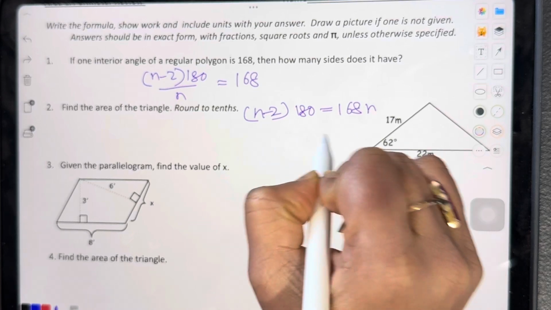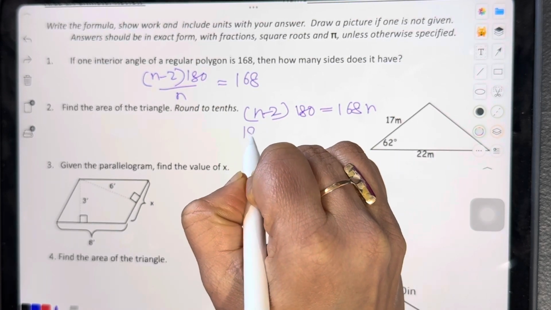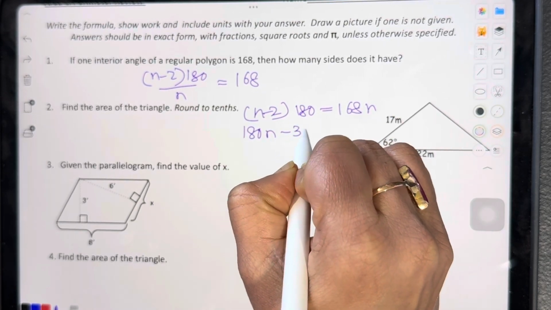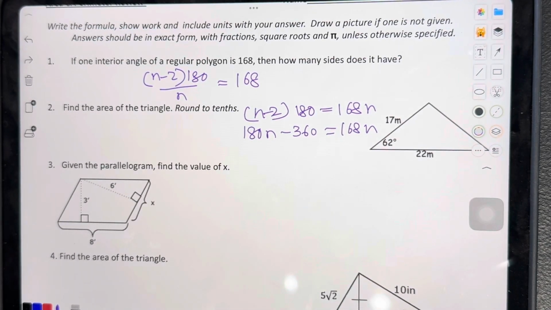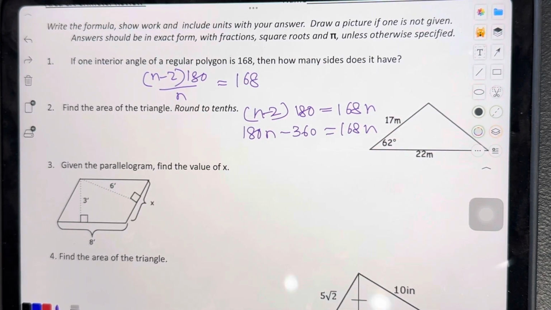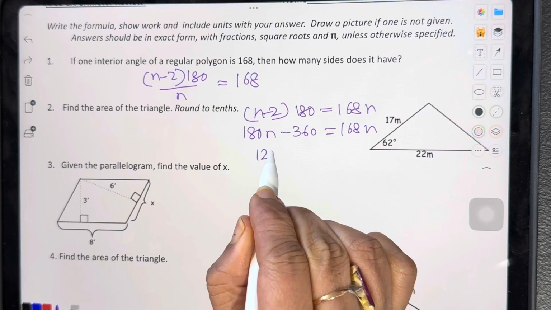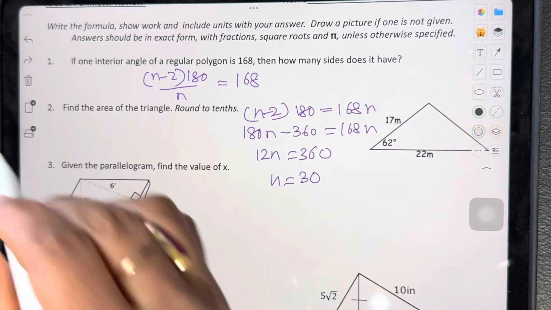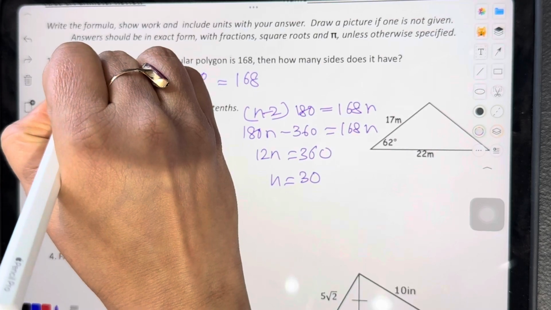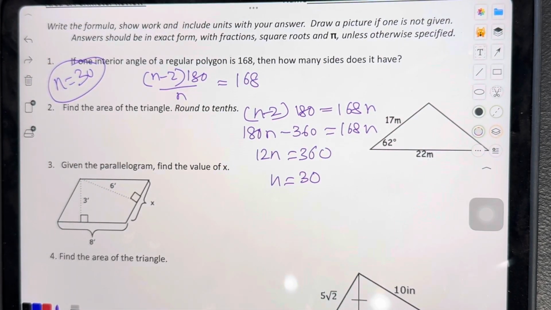I will distribute it here. 180 n minus 360 is equal to 168 n. Subtract 168 n from both sides. That is 180 minus 168 is 12. So 12 n is equal to 360. So n is equal to 30. So n is equal to 30 is the first answer. I hope you guys got it.